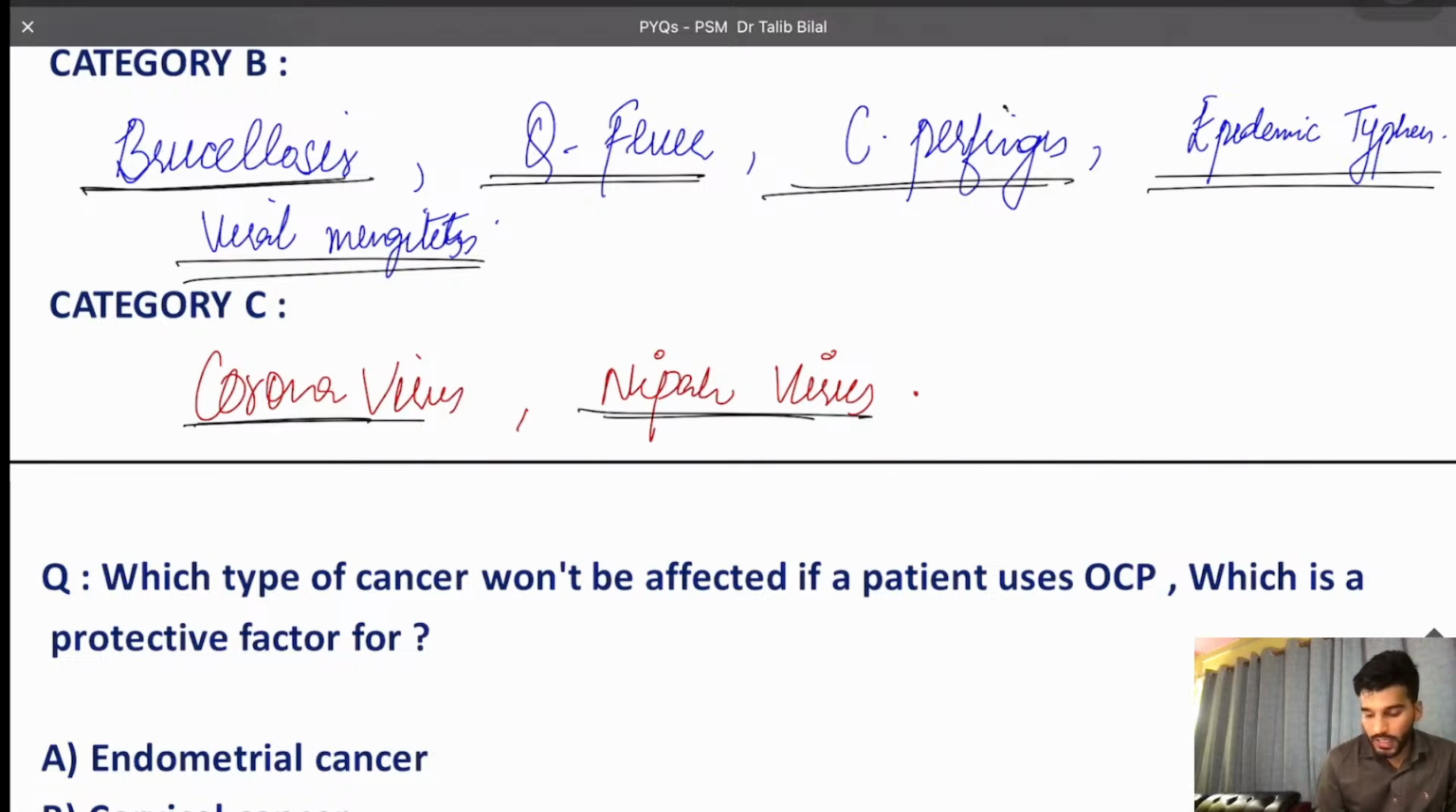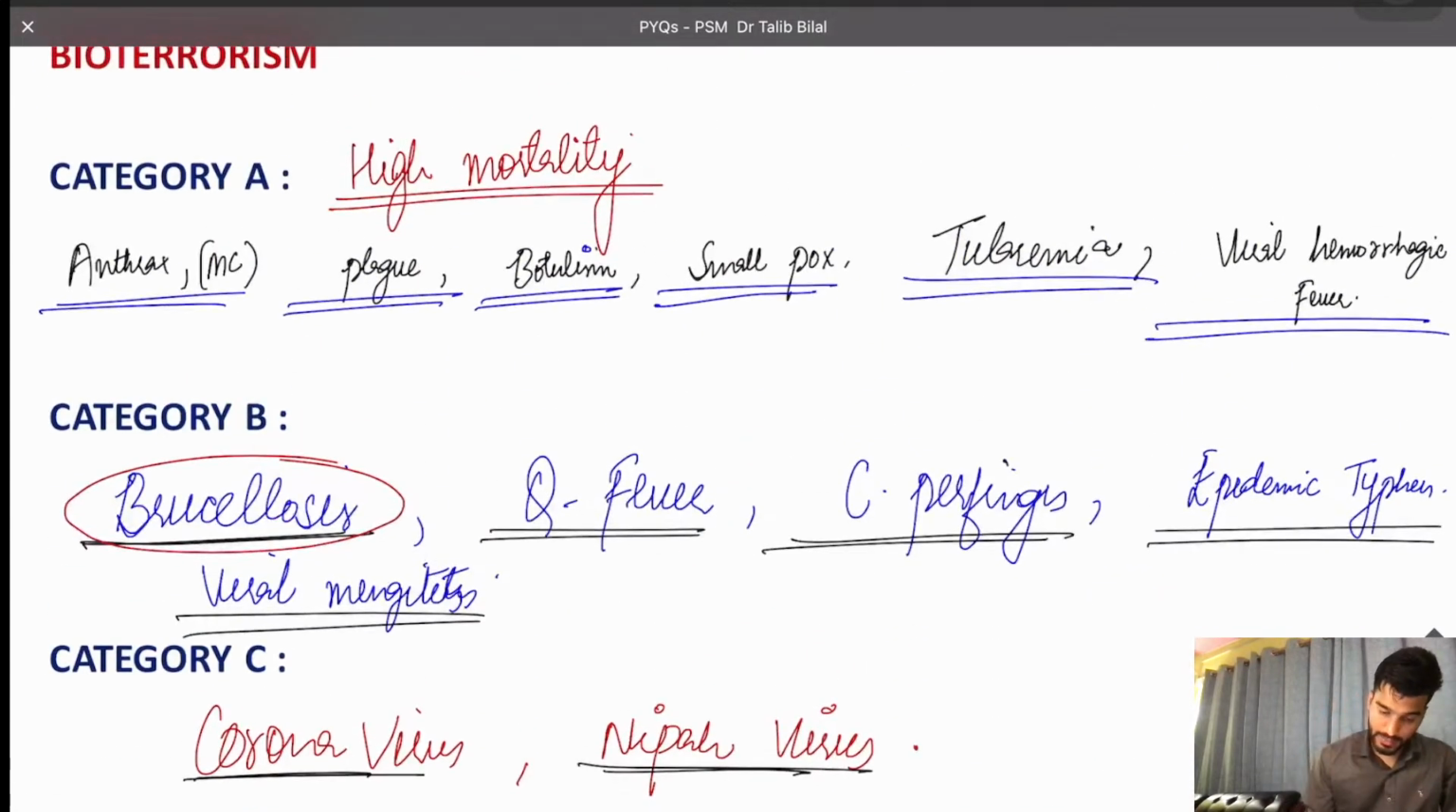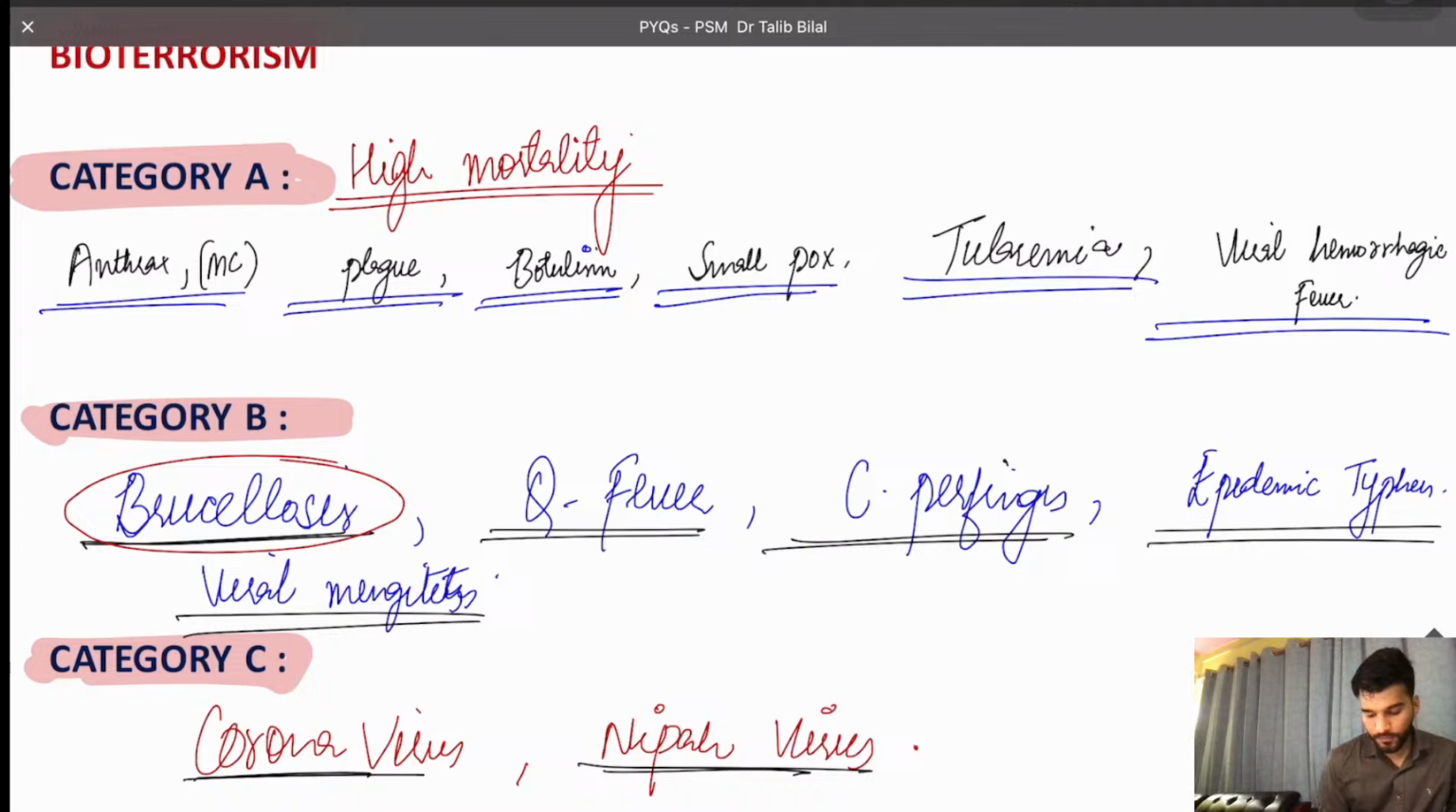Okay, now can any one of you answer me, what are the two classical tests we do for brucellosis? Anyone in the comment section, guys? What are the tests that we do for brucellosis?